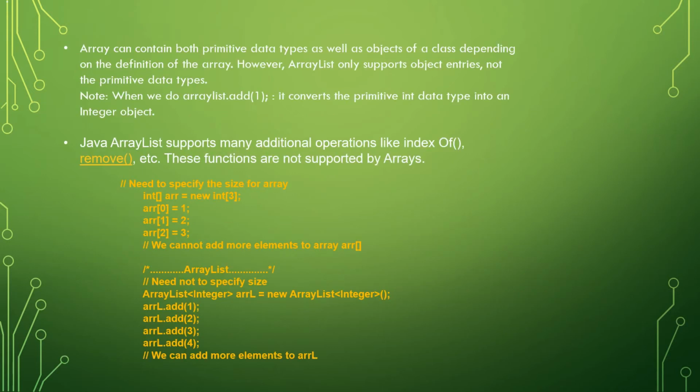Array can contain both primitive data types as well as objects of a class, depending on the definition of the array. However, ArrayList only supports object entries, not primitive data types. So an array can have primitive data types like integers, whereas in ArrayList we have to specify an object. When we do arrayList.add(1), it converts the primitive int into an Integer object. Whatever data type you put in, it will convert into objects.